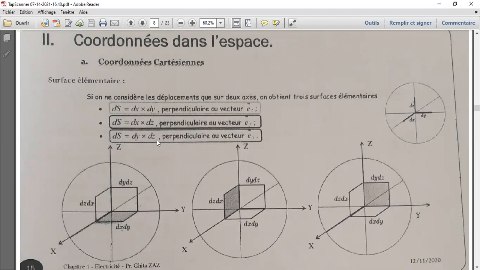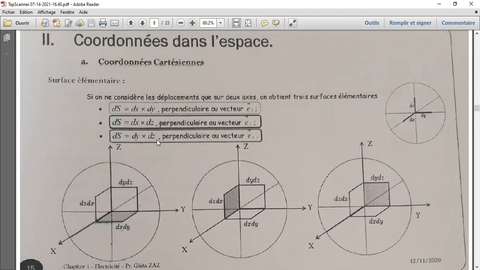Most of the time, these formulas don't really change, but there are times where you forget. You have to know how to come up with this diagram, and then you know how to come up with the formulas for finding the surface area. But if you want, you can just have it in your heart. You just know that if it is perpendicular to vector EZ, I have to multiply dx and dy.